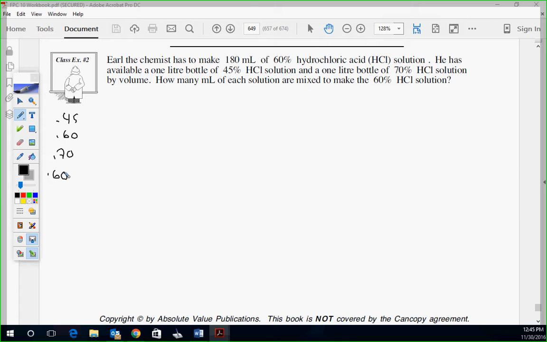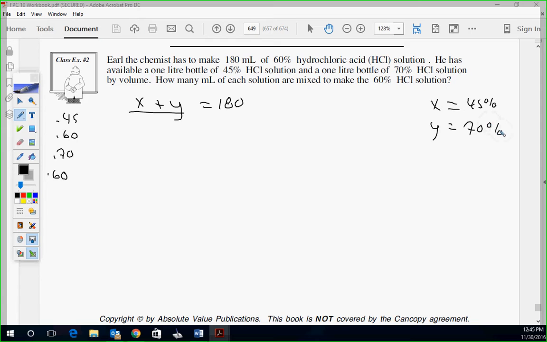So first of all, we know that he has to make 180 milliliters. So that's like the last problem where we know that we have 50 kilograms of nuts. Okay, so 180 milliliters is going to be our total for the easy one. We need to figure out what this is. What's our x and our y's? What's x and y represent? Right. X is the 45%, good. And y is the what? 70%, good.